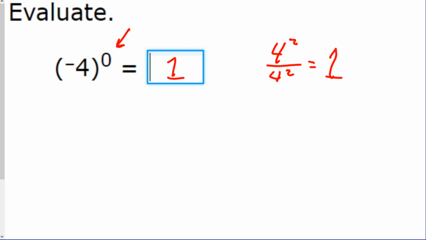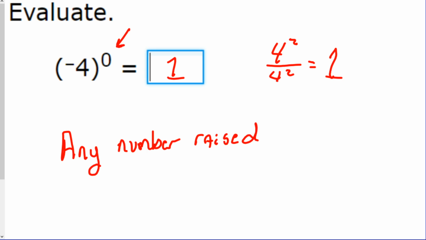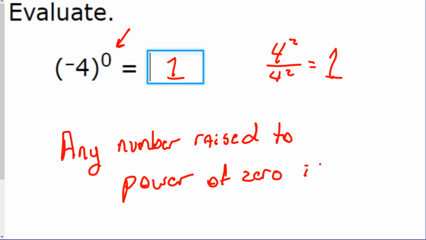So write this down somewhere so that you don't forget it. Any number raised to the 0 power is 1. Except, of course, for 0, because you can't divide by 0, and none of this up here works. But that's a whole different can of worms. We're not going to worry about that right this minute. So just keep in mind, anything to the 0 power is 1.